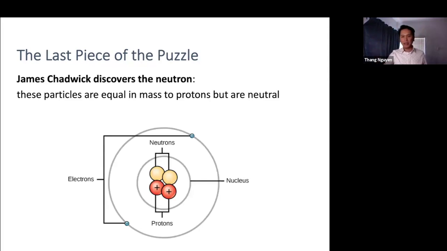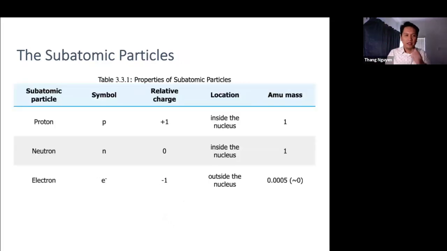So here's our big picture of the atom. On the outside, we have electrons, very tiny, no mass really compared to what's inside the nucleus, which are the protons and the neutrons. They both have mass and they're equal in mass. Protons are positive, neutrons are neutral. Okay, so let's summarize all of that information.